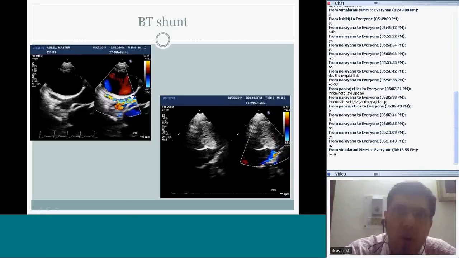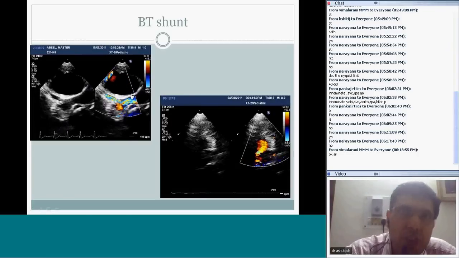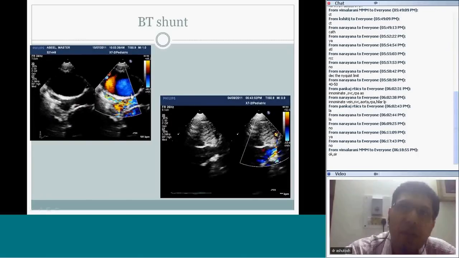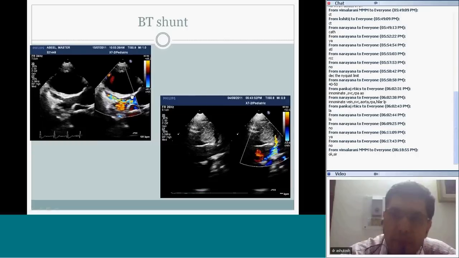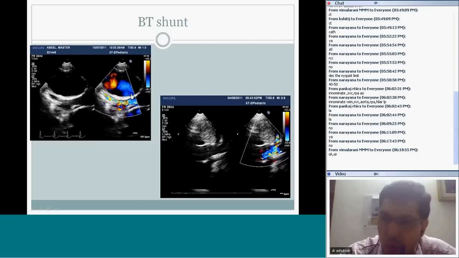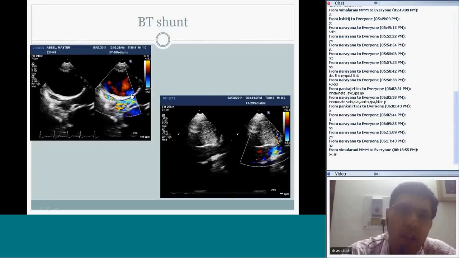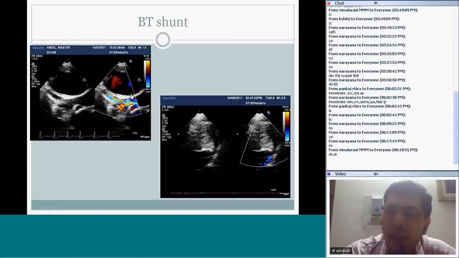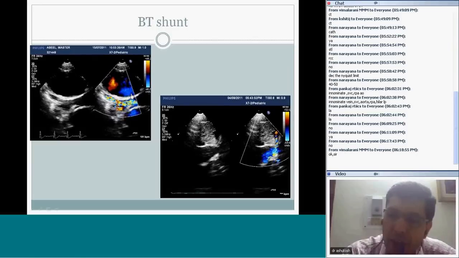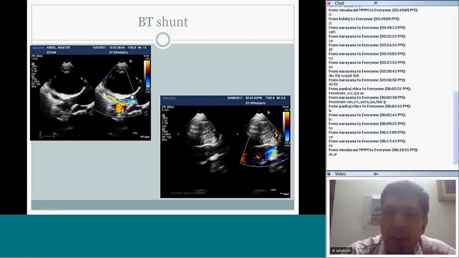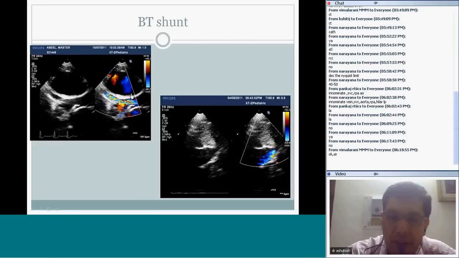So shunt patency can be looked at from the suprasternal view, especially if the shunt has been done on the side which is opposite to the arch. Say for the left arch, the shunt is on the right side, suprasternal view is perfect. It gives you the total shunt length, and you can see the shunt origin, shunt insertion, whereas it's sometimes a little difficult to see the left BT shunt from the same view, so you have to rely on short axis cut to see the continuous flow.